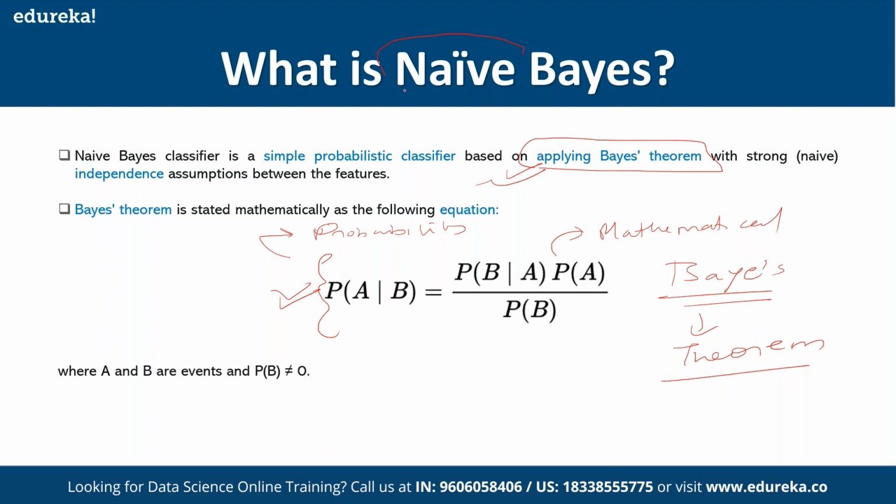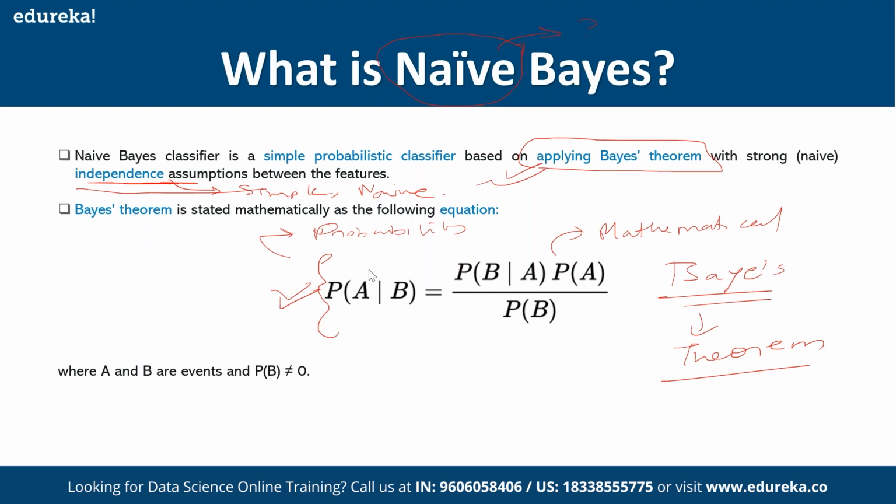Now Naïve, why the word Naïve? If I can get a little technical, Naïve has come into the picture because the assumptions which have been made in order to do this calculation are very simple, not actually very realistic. That is why it is known as Naïve.